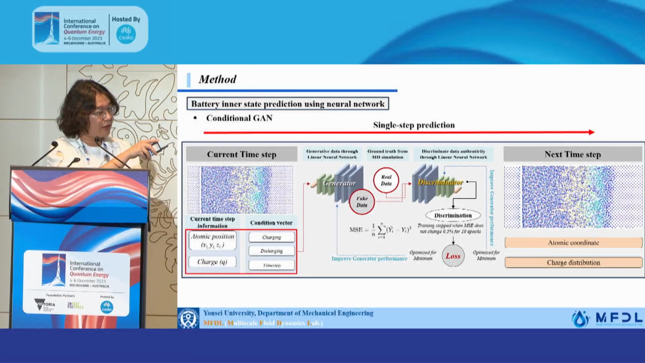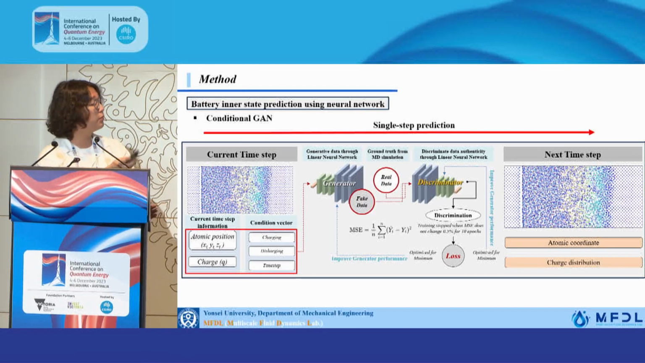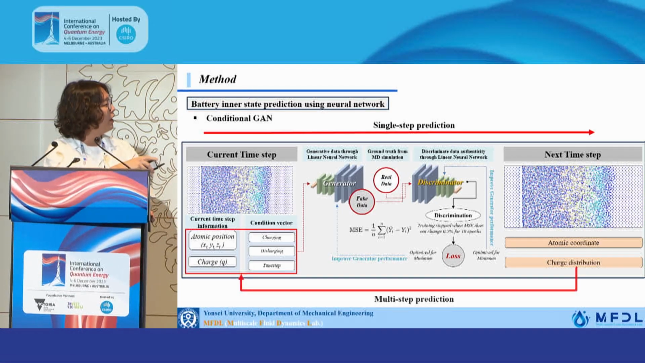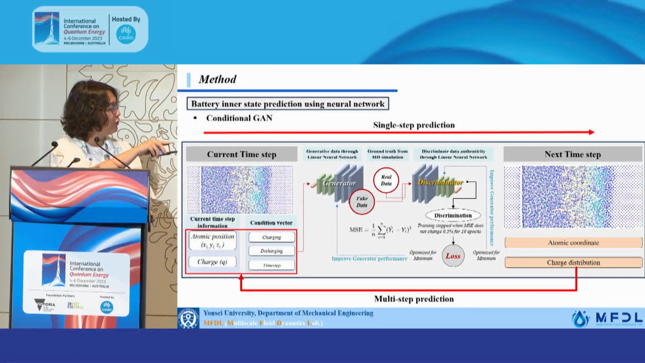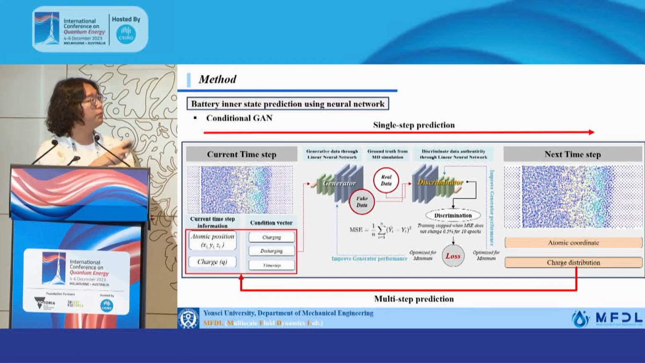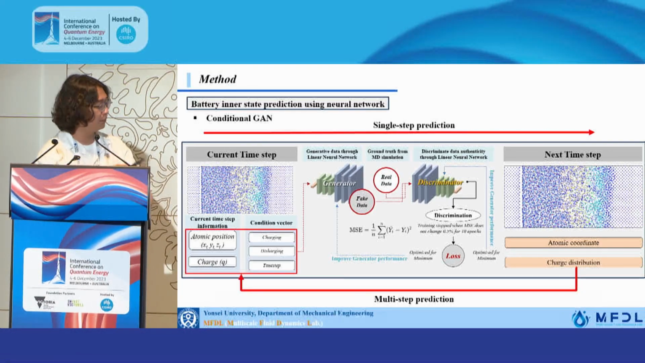So the whole process is called the single-step prediction. Basically, we're predicting the next time step. And by feeding the output into the input again, we can predict further and further by iterating the entire prediction protocol.